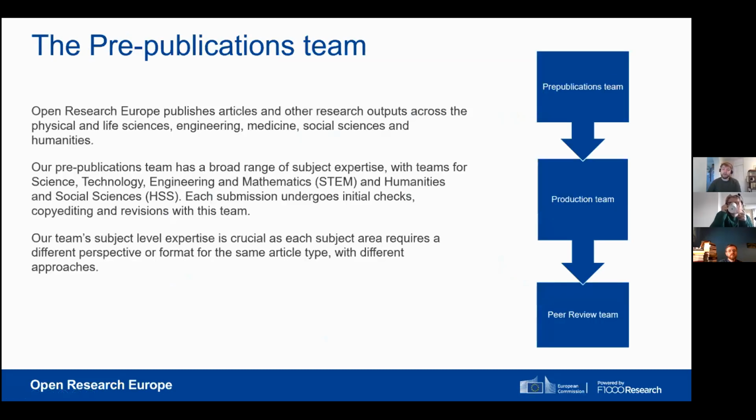Because Open Research Europe publishes articles in a wide range of areas, our pre-publications team have a broad range of subject expertise, with teams for the life sciences, physics, humanities and social sciences. This is to ensure that we can apply subject-specific knowledge appropriate to each field. The team are involved in checking each submission from the point the paper is submitted, and these are assigned according to subject expertise. Our team's subject level expertise is crucial when checking the variety of papers submitted on Open Research Europe, as some subject areas require a different perspective or format for the same article type, and therefore require slightly different approaches.